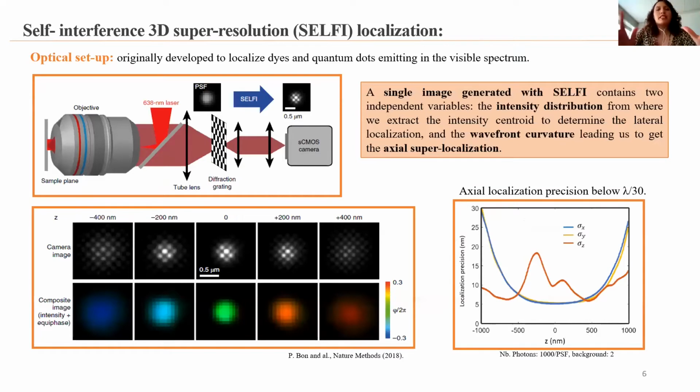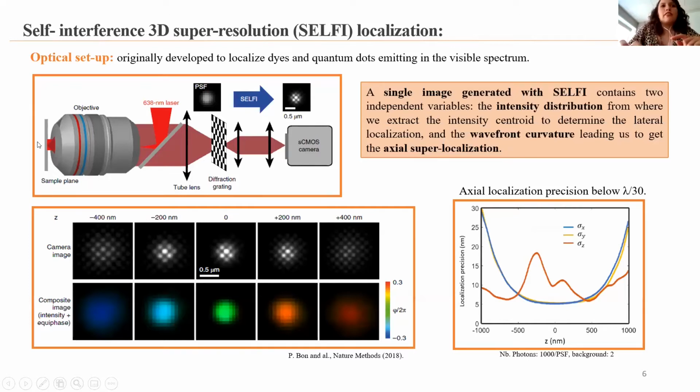So regarding the optical setup of SELFI. Originally, SELFI was developed to localize dyes and quantum dots emitting in the visible spectrum. And this is how the optical setup looks. I know that this setup looks a lot like the transmission light setup, but the diffraction grating that we are using is different. This diffraction grating is a phase-only 2D diffraction grating, which means that it has been designed so that we don't lose the number of photons that we have in our signal.